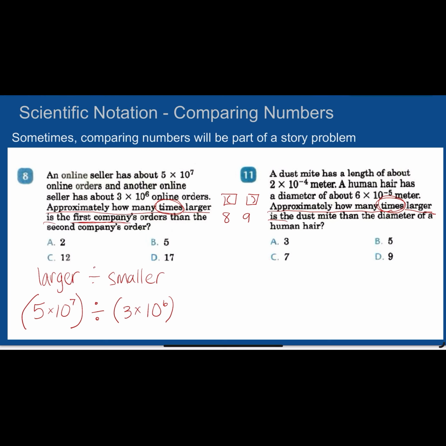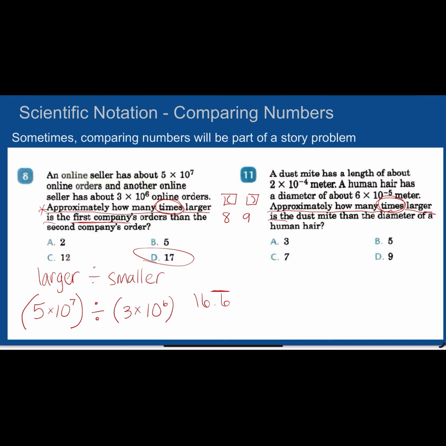And then press enter. And you should get 16.66666666, or we can say 16.6 repeating. And because they told us approximately, it's okay for us to round, and that gets us to 17.